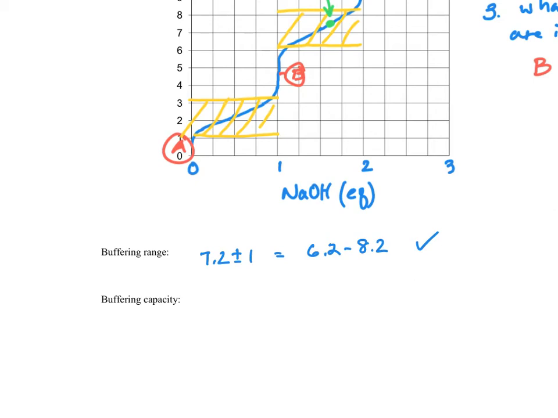However, what's the problem? It's the buffering capacity. The buffering capacity is kind of like a sponge. Think of a buffer like a sponge. A sponge's job is to soak up water, and a buffer's job is to soak up protons. The bigger the sponge, the more water we can soak up. The bigger or the more concentration of buffer we have, the better the capacity. And buffering capacity is proportional to concentration of the weak acid and its base.